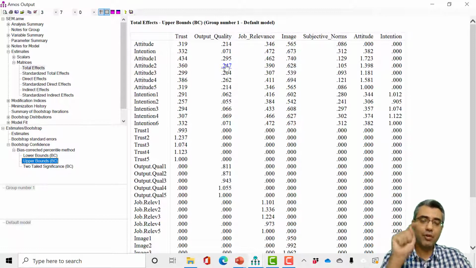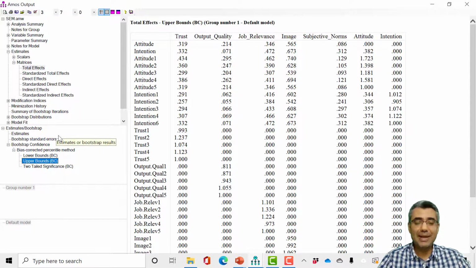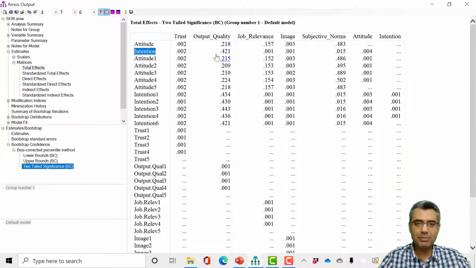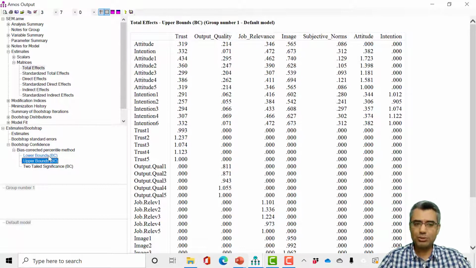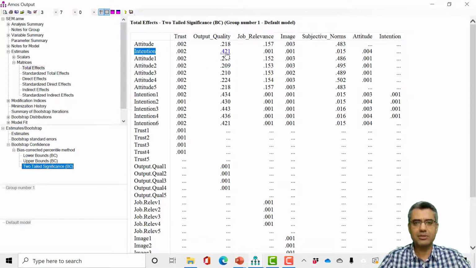So 0 falls between these two values, right? So this means the path coefficient is not significantly different from 0 with 95% confidence level. And we already knew this from the p-value, right? It's greater than 0.05. This means it is not significantly different from 0. So why do we need to check? Actually, we don't need to check this. We just report it if you are interested. We check the p-value easily, so it's not significant.